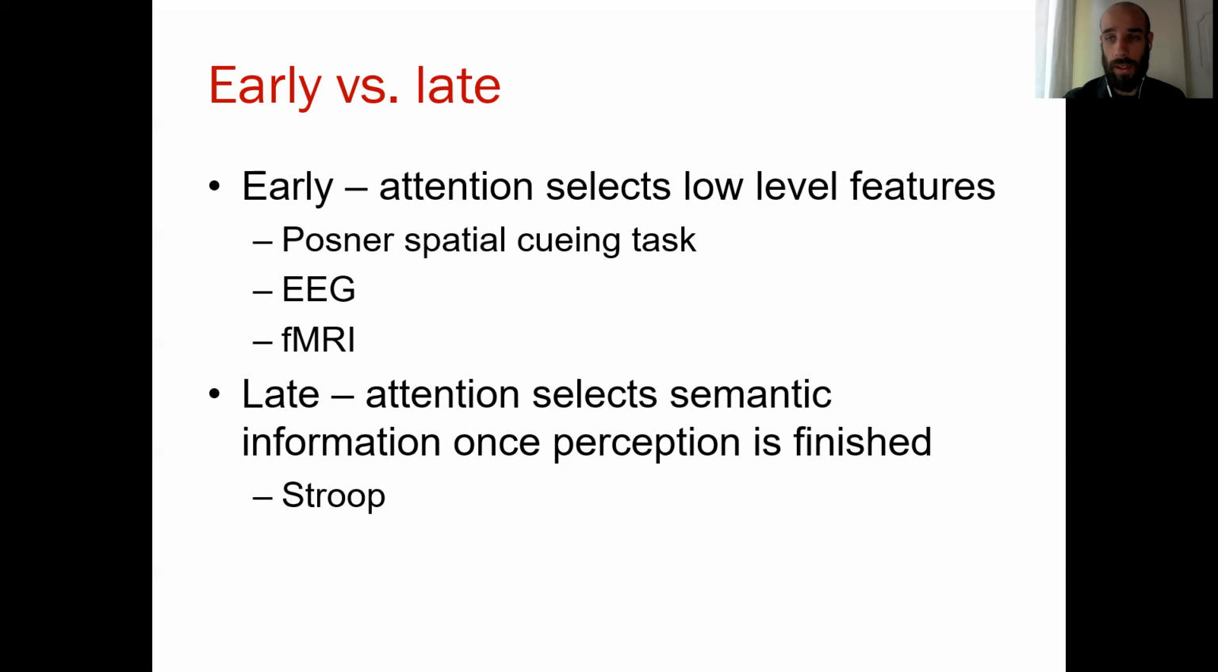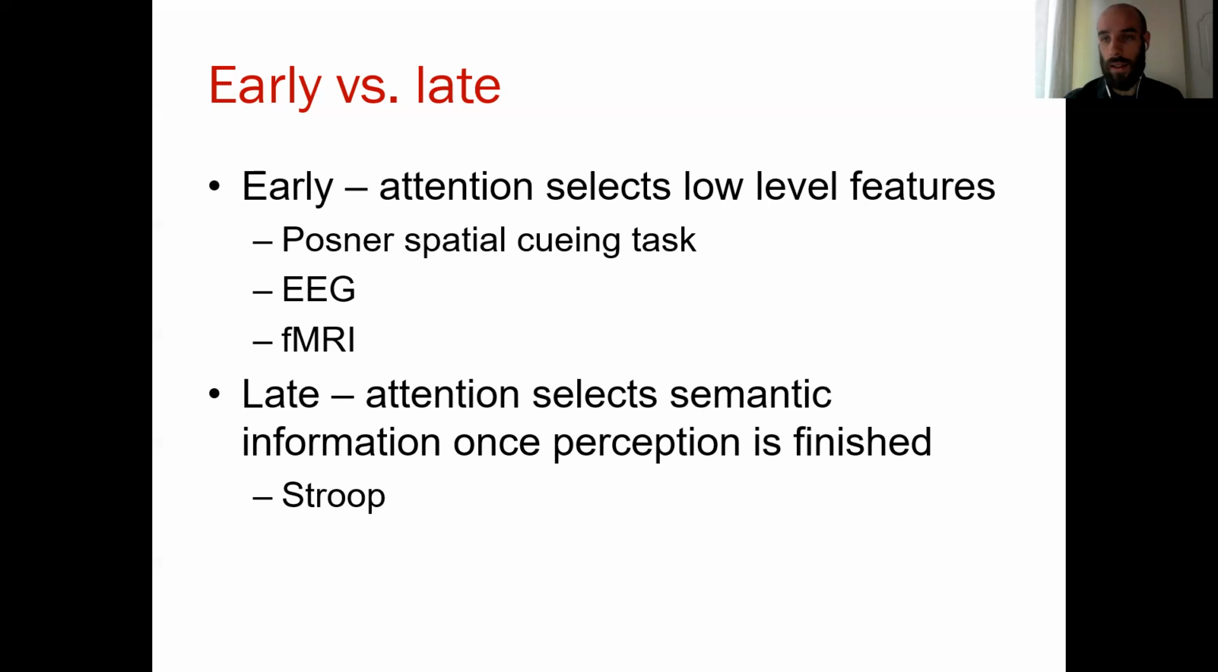There's quite a bit of evidence for early selection. The Posner spatial cueing task, as well as the EEG version of that task and fMRI, all show that attention is selecting things not only early in time, but also as early as LGN in the visual pathway, which is extremely early. So a lot of evidence for that.